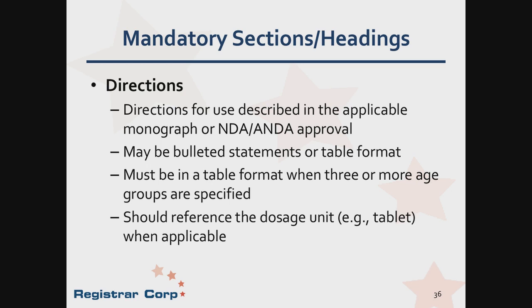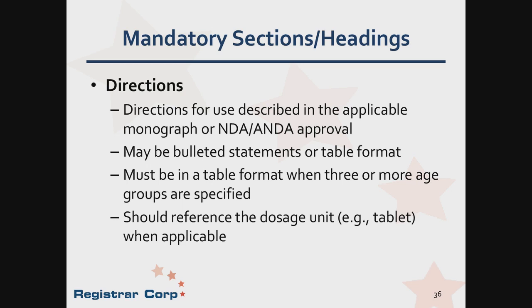Following the warning section, you'll have the directions section. The directions for use are described, just like everything else, it seems, in the applicable monograph or the NDA, ANDA approval. Typically, they're going to be in bulleted statements or a table format. Important to know, it has to be in table format when there are 3 or more age groups specified. So, for example, think of your cough and cold medicines.